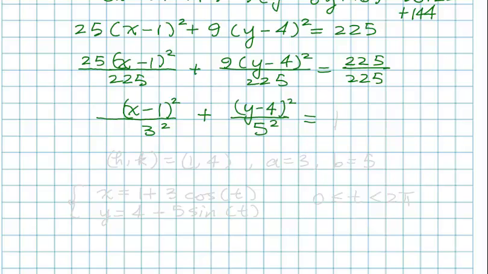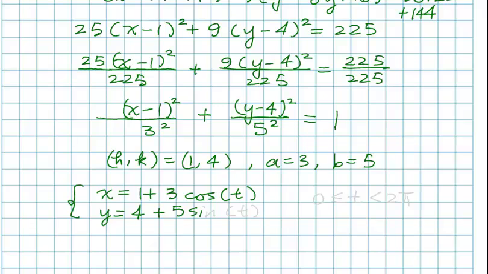Comparing this with the standard equation of an ellipse, we have h, k is the same as 1, 4, and a equals 3, b equals 5. We substitute this information into our formulas to get the parameterization. X equals 1 plus 3 cosine of t. Y equals 4 plus 5 times sine of t. T ranges between 0 and 2 pi, including the endpoint 0, excluding the endpoint 2 pi.